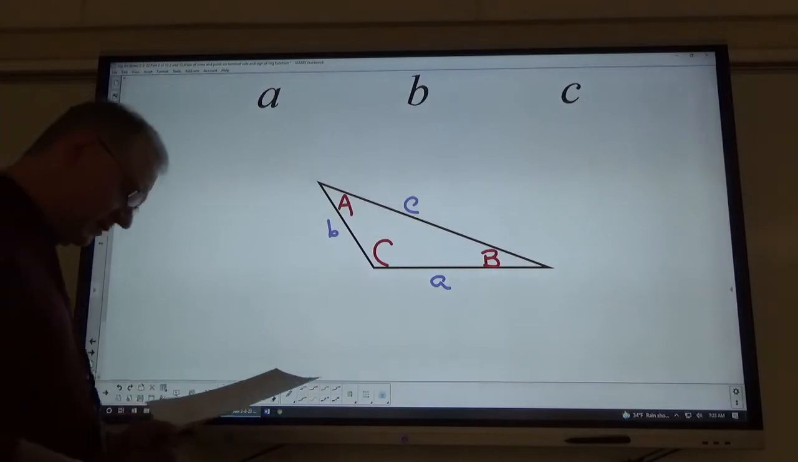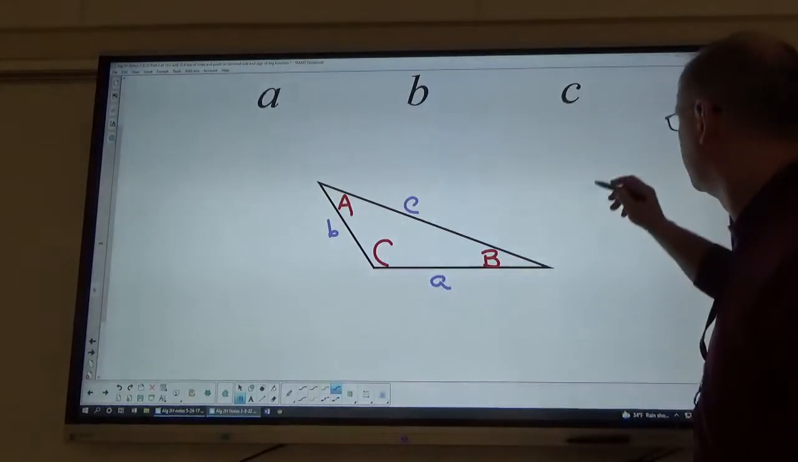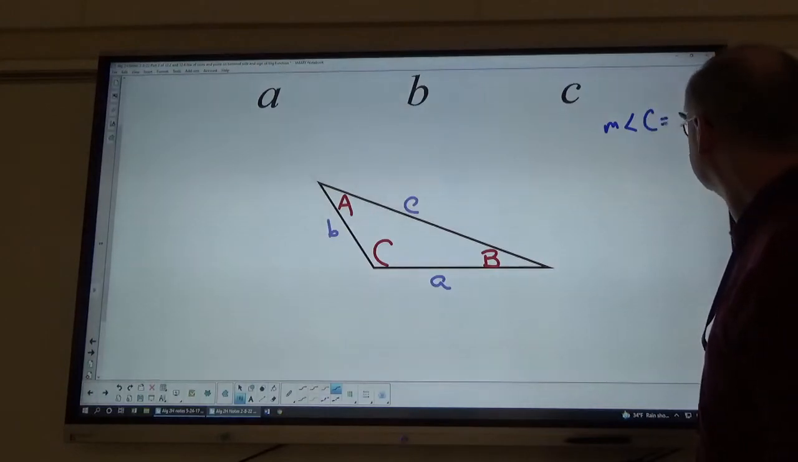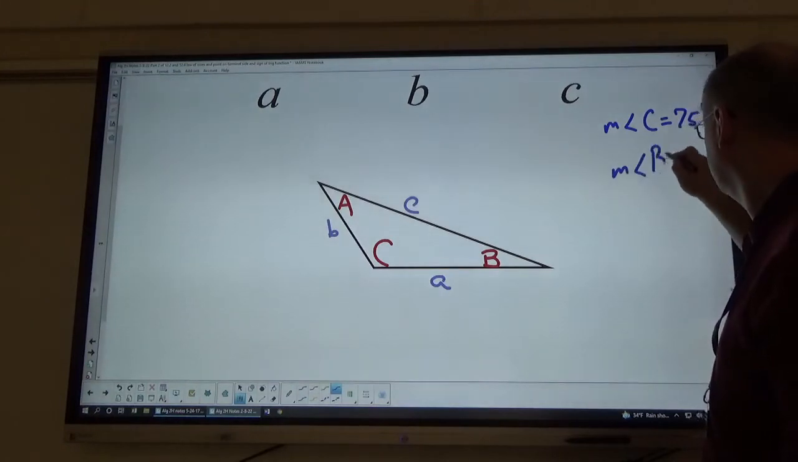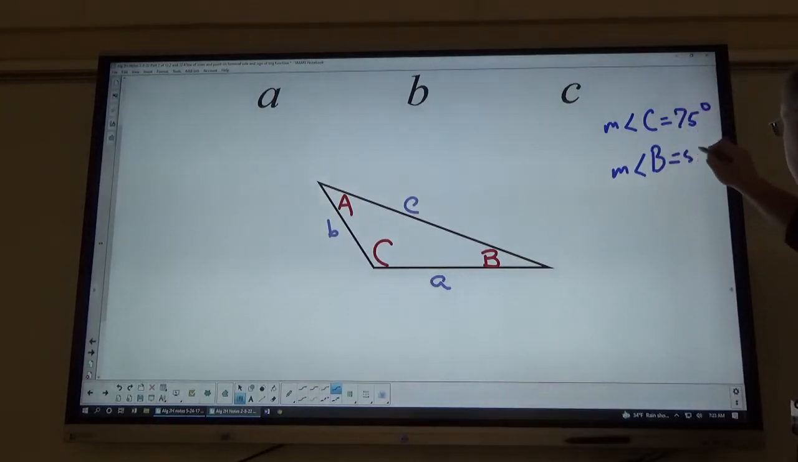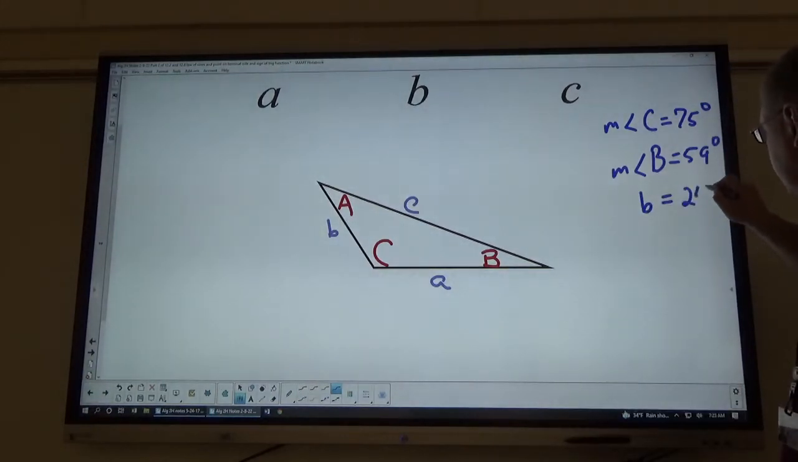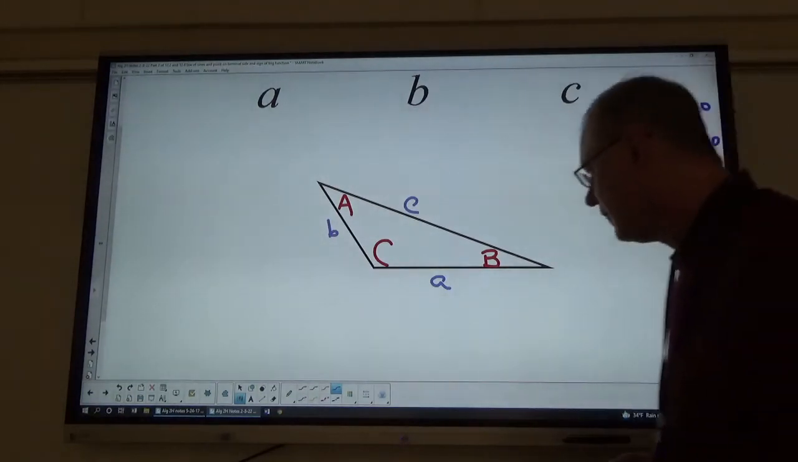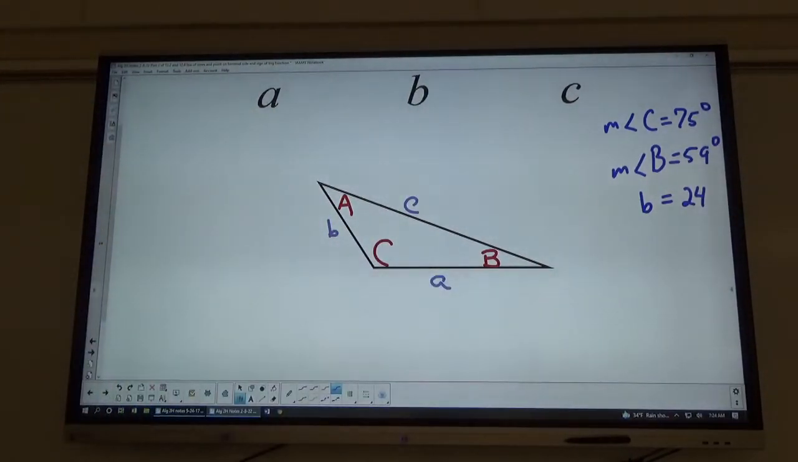If we're given a few pieces of information. The measure of angle C is 75 degrees. That's what we're starting with. Measure of angle B is 59 degrees. And side B is 24 units, whatever those units might happen to be. So we're asked to find the rest of the values in the triangle.